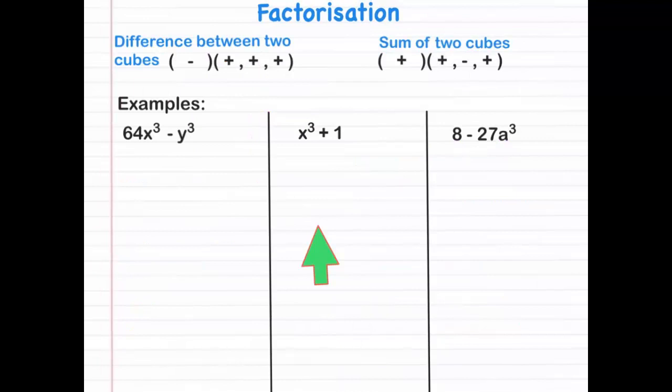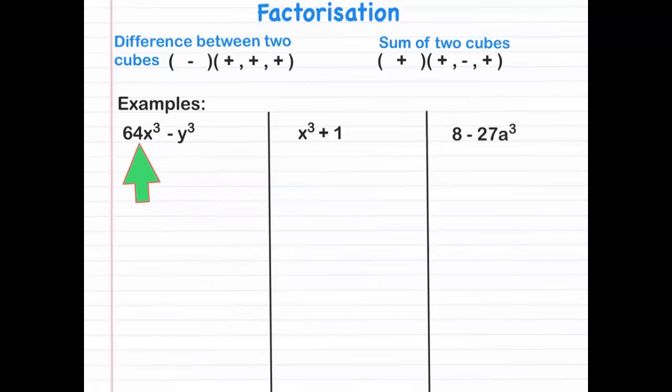Now, here are some more examples, and I'll run you through them. Here is just a reminder. If it's a difference between two cubes, we have the minus in the first bracket, and then everything else in the second bracket will be positive. For the sum of two cubes, we have the plus sign in the first bracket, and then the negative will appear in the long bracket right in the middle. Now, again, remember, we're busy with factorization, so we always look for a common factor first, then a difference between two squares, then a trinomial, then grouping, and then a sum or difference between two cubes.